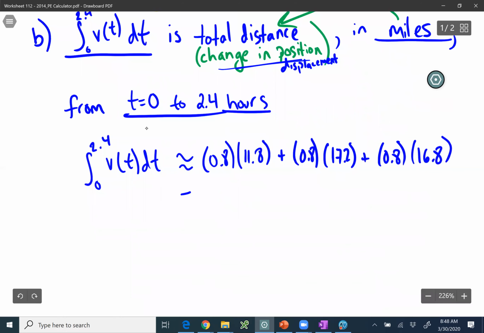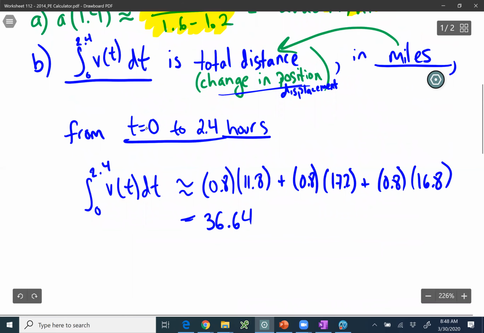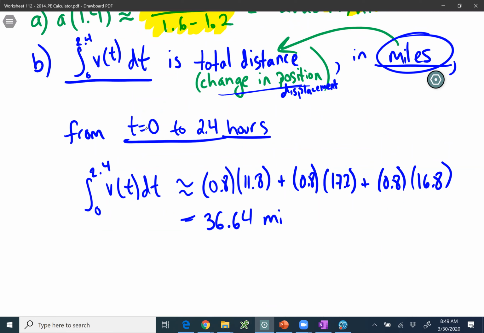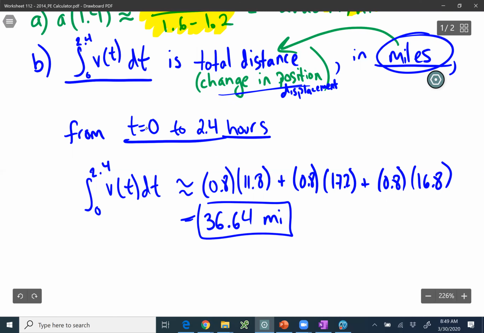So we do that and we get 36.64, and then we want to report the units, right? And if we go back up here, if we forgot about our units, we already wrote what they should be, in miles. Or we can think, hey, we were taking an integral. When we take the integral, it chops off our units, so it's in miles, right? Because we started with miles per hour.